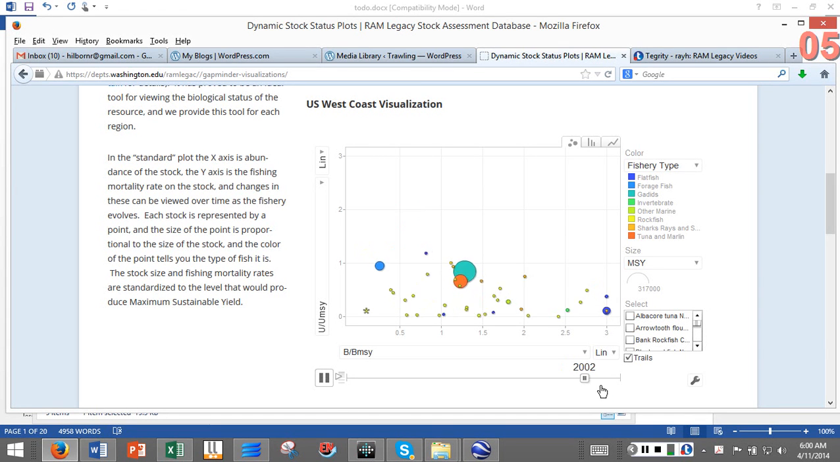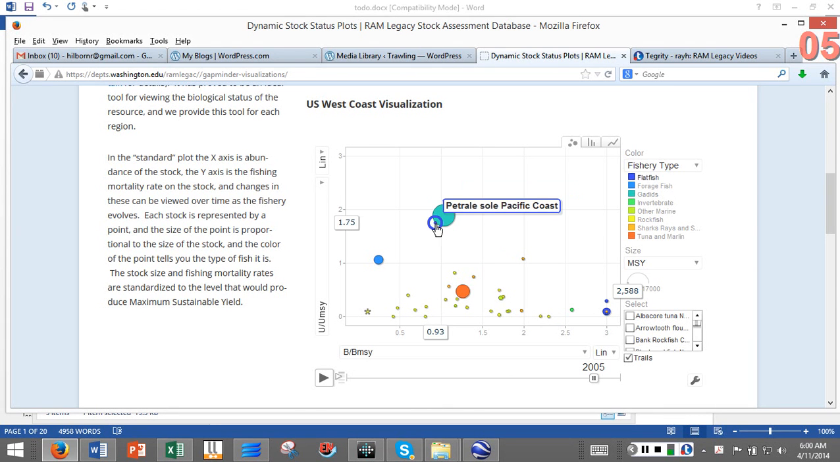We'll go forward to 2005, where we see that almost all stocks are being very lightly fished, except Pacific hake, which was being fished hard at the time, and Pacific Dover sole, and those are the only two stocks that in 2005 were well above 1.0.